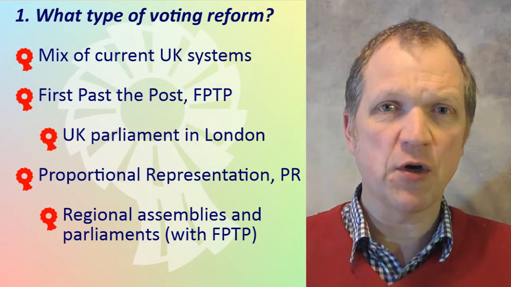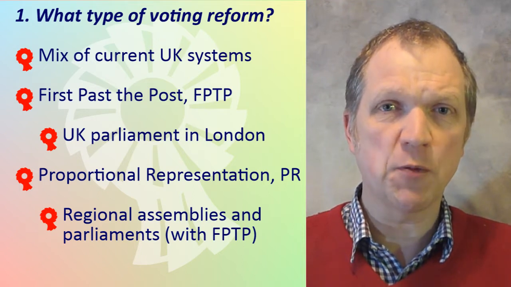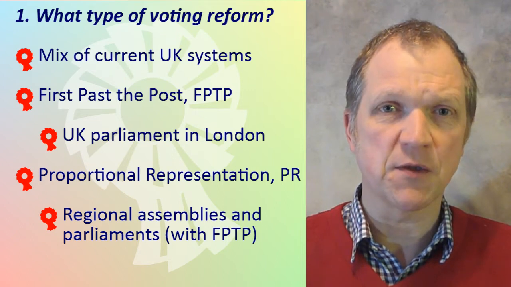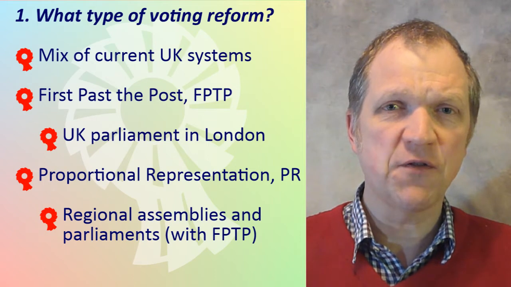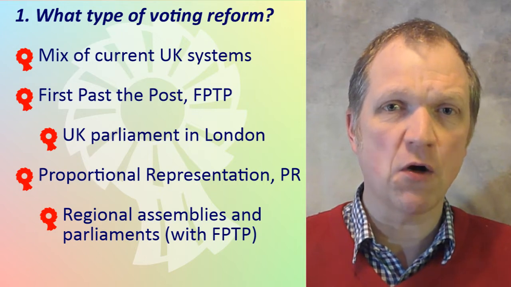What is the type of voting reform? There are many types of voting that the story idea could be based on. For example, the UK currently has a mix of systems. Members of the UK Parliament based in London are elected using first past the post, also known as FPTP. Members of the regional assemblies and parliaments in Scotland, Wales and Northern Ireland, and also in London, are elected using a combination of FPTP and proportional representation, also known as PR.